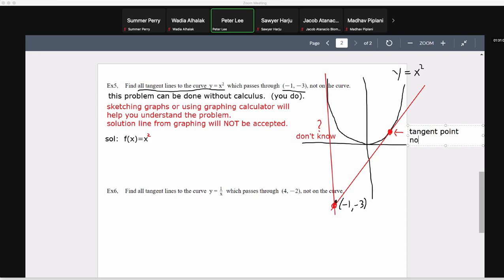However, this tangent point is not given. Oh no, we have to find it. But in order to find the tangent line, do we need to know the tangent point? Yes, we do.